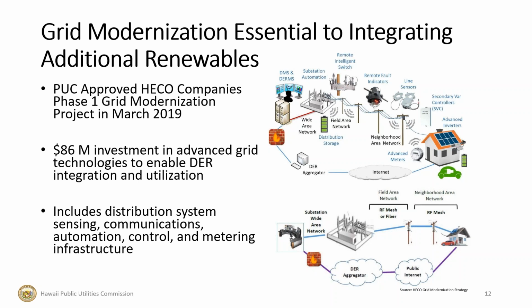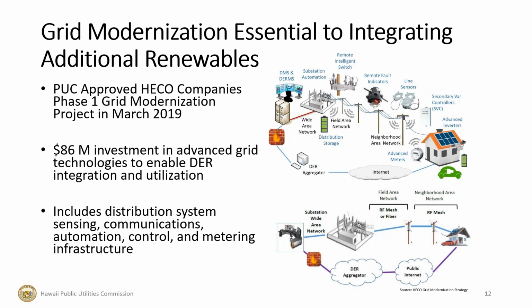And finally, I just wanted to highlight that the commission has asked Hawaiian Electric to develop a grid modernization strategy, which they worked on in 2017 and 2018. And the commission has just recently approved phase one of this project, which I think will be really useful going forward to enable further growth on the distribution system.